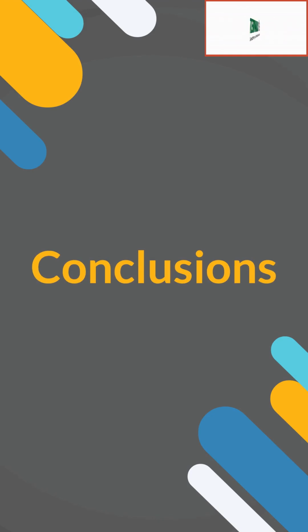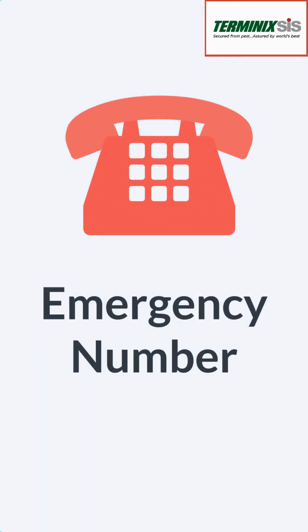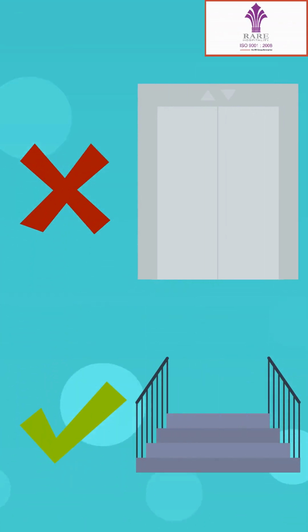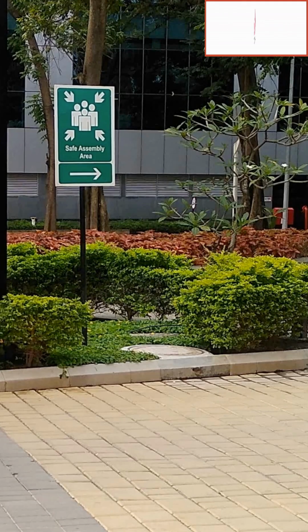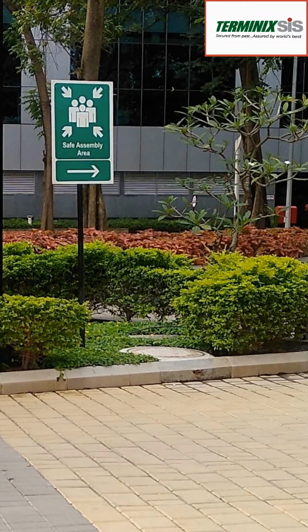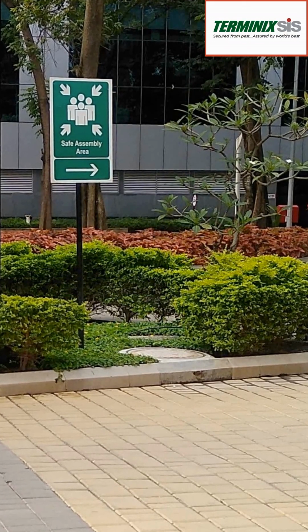Today we learned the importance of knowing the emergency number of the site to call during any emergency like fire. Do not use extinguishers unless trained, certified and authorized. Do not use the elevator; use the staircase during a fire. During an evacuation, reach the assembly point as per site specifications through the fire escape staircase.